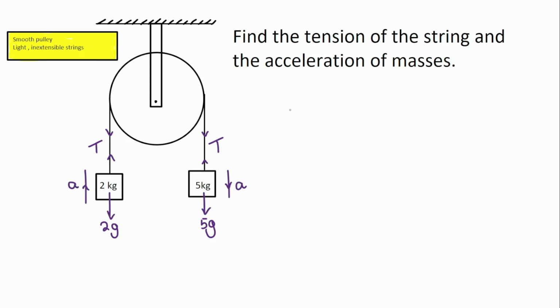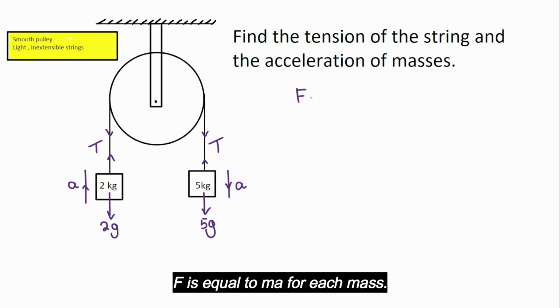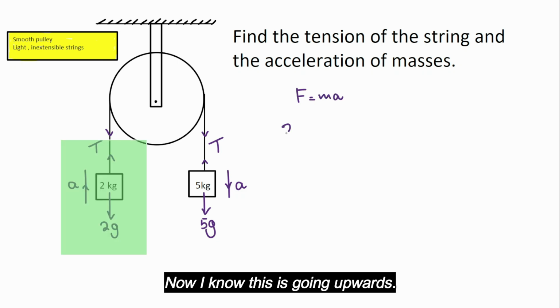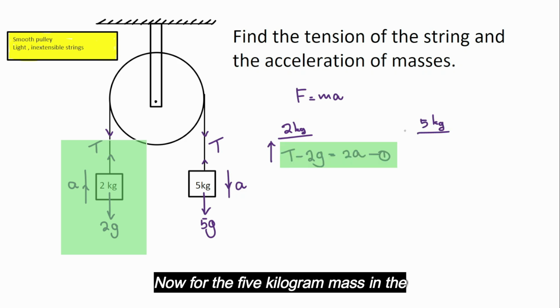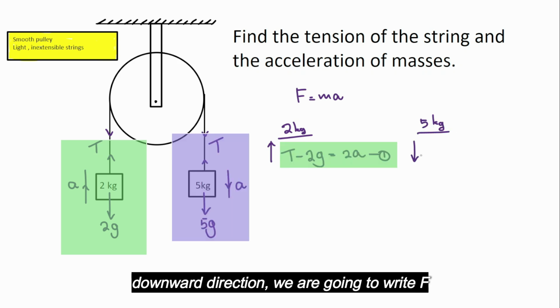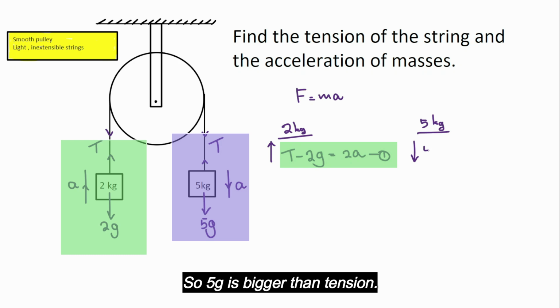We are going to write F equals ma for each mass. Let's do it for the 2 kilogram mass. Now I know this is going upwards, so T take away 2G is equal to 2A. That's your equation 1. Now for the 5 kilogram mass, in the downward direction, we are going to write F equals ma. So 5G is bigger than tension. 5G take away T is equal to 5A.